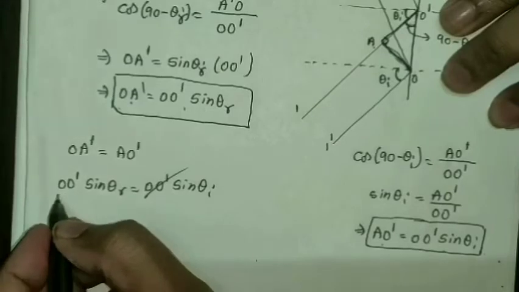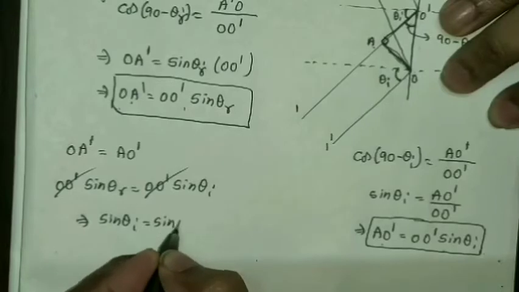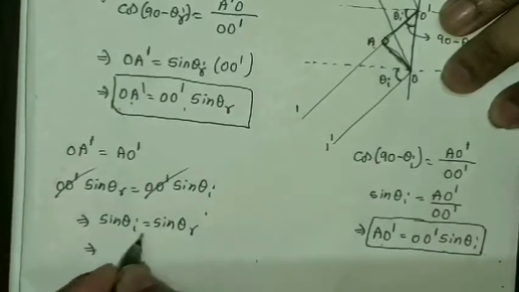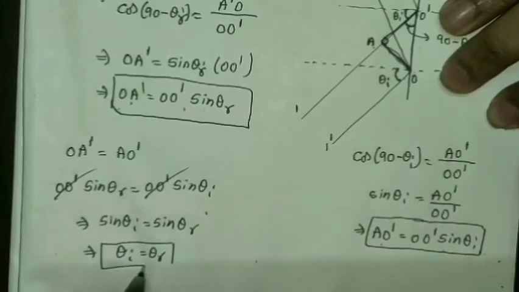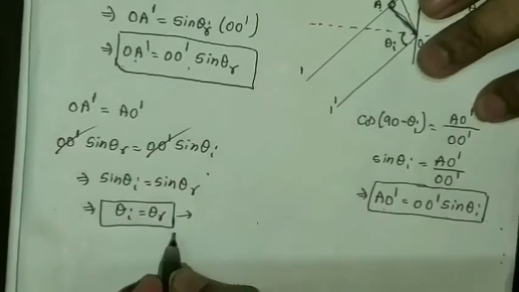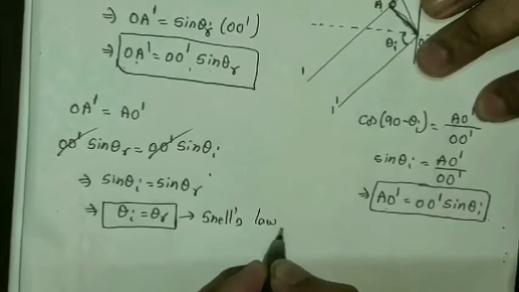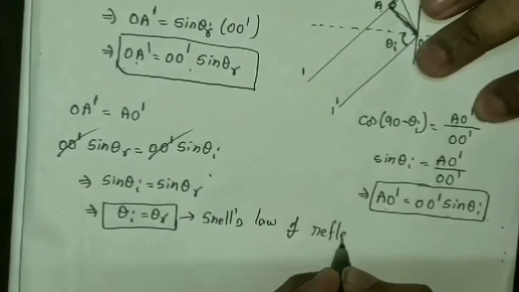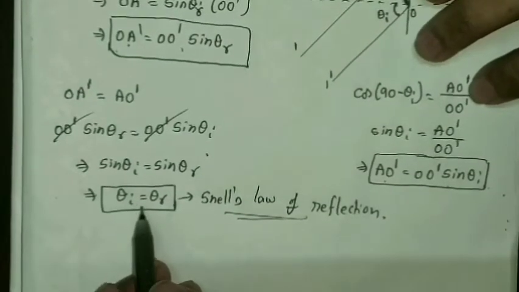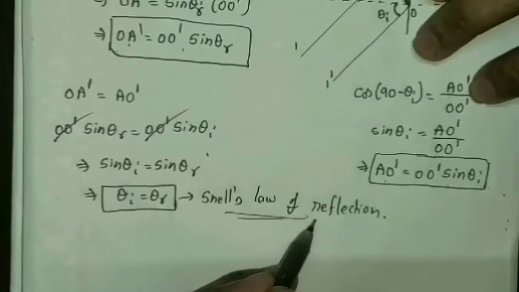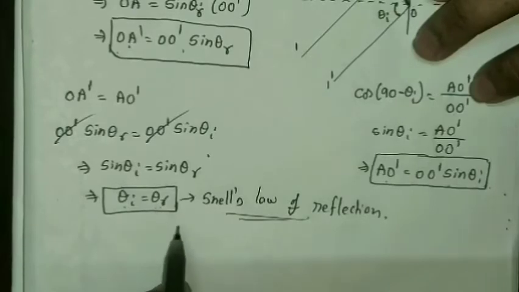Here these two get cancelled off, which results in sin theta i equal to sin theta r. So equating these two, theta i equal to theta r. This theta i equal to theta r is called Snell's law of reflection. This is a very important concept. We obtained the corresponding equation for Snell's law of reflection, which gives the angle of incidence as equal to the angle of reflection.